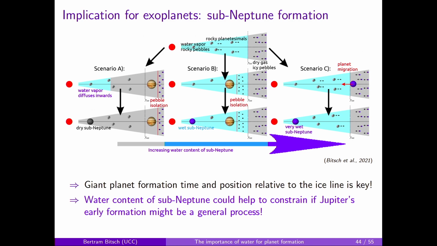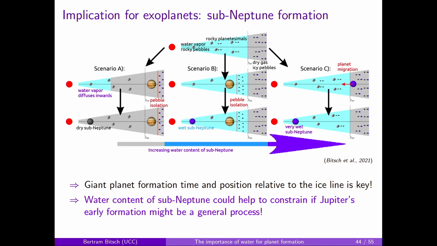Now the question is, what does this tell us? Right, so the formation time of this giant planet and position seems to be the key to the water content of the inner planet. Now, if you have a giant planet in this scenario exterior to the ice line, we might have a dry Neptune. If you have the giant planet interior to the ice line, we might have a wet Neptune.